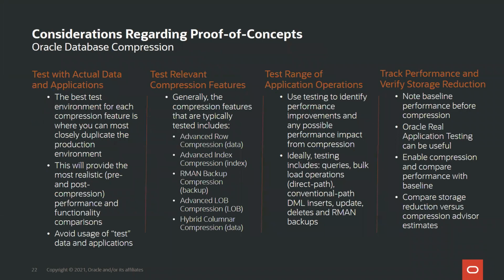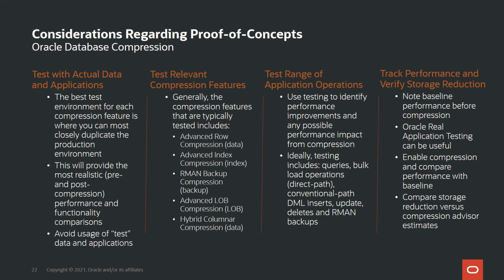Some considerations around that proof of concept: test with your actual data and applications. Don't create special test data or special test applications to test compression. You really want to test your own data to see how well it will compress, because your data is going to compress differently than other data. And you also want to test your own applications because you want to see how they perform in that environment. Many times we've seen people create special data or special applications that show how compression works with that special data and those special applications. But what you really want to know is how it works with your data and your applications.